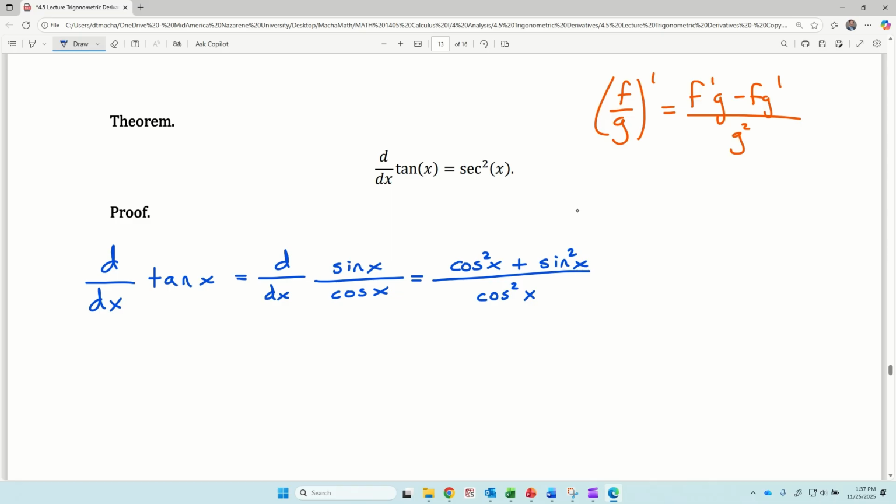Now we remember from earlier in this lesson that cosine squared plus sine squared is always equal to 1 when they have the same argument. And then of course, according to the definition of secant, secant is the reciprocal of cosine. In other words, secant is equal to 1 divided by cosine. And so if I see 1 divided by cosine squared, that's the same thing as secant squared of x. And that's how the proof looks for the derivative of tangent.